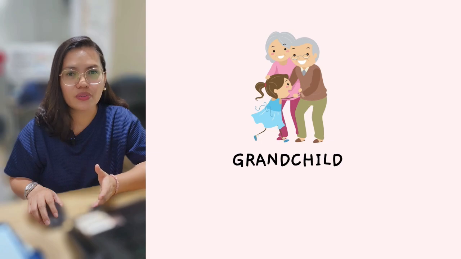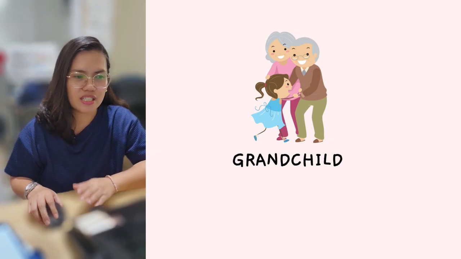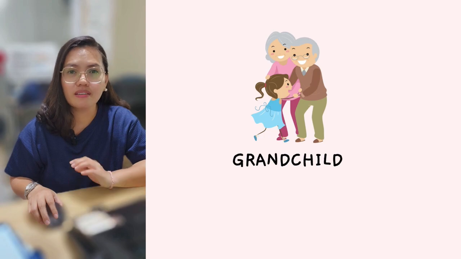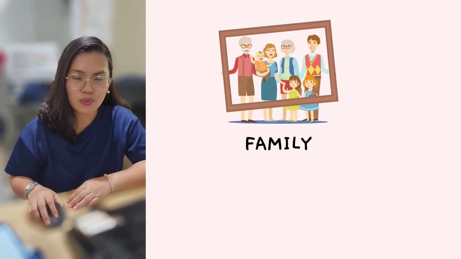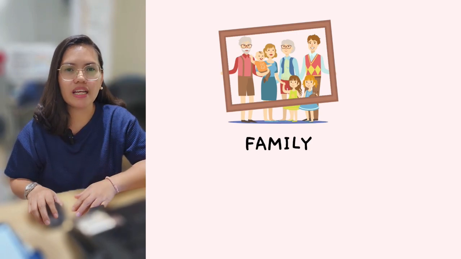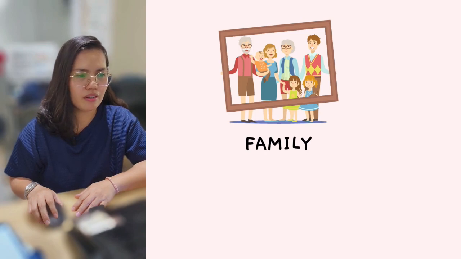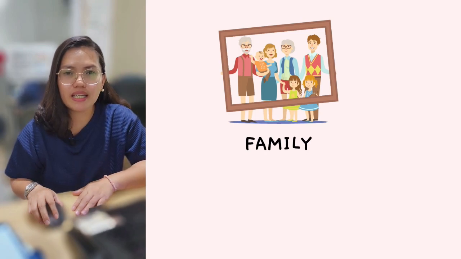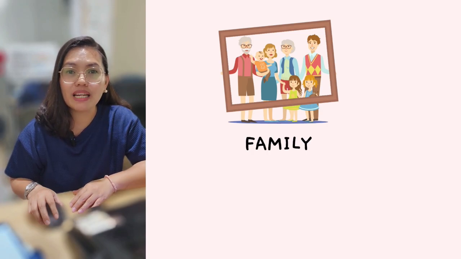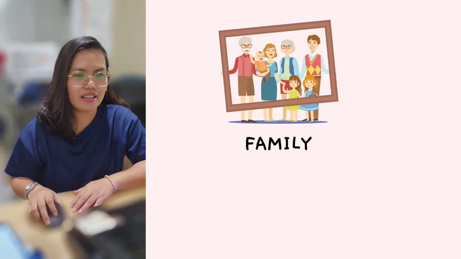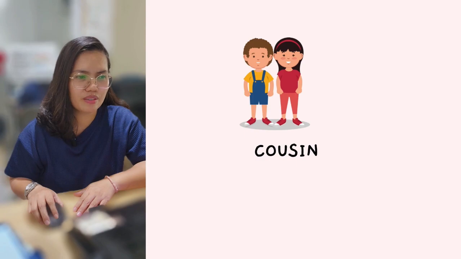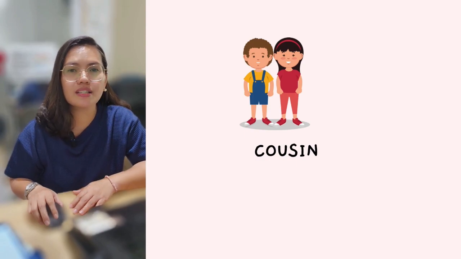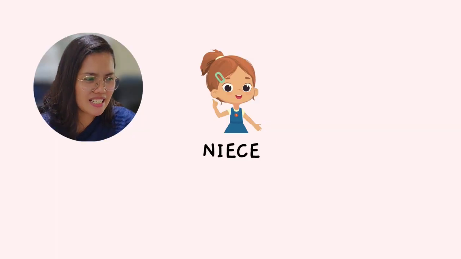Next one, grandchild. What is grandchild in Cebuano? It's apo. Okay, next one, we have family. What is family in Cebuano? Family is pamilya. Okay, the last one, cousin. What is cousin in Cebuano? Cousin is igagaw.